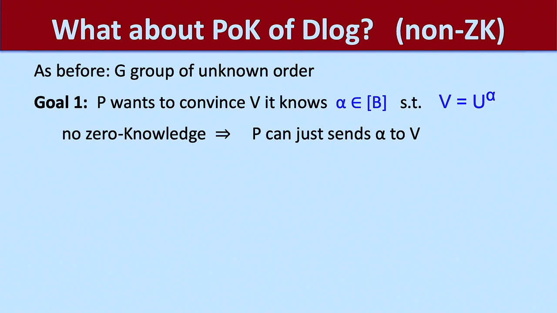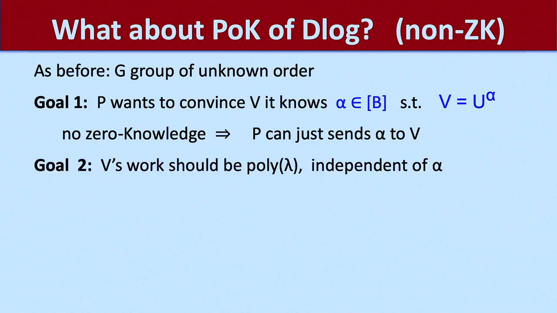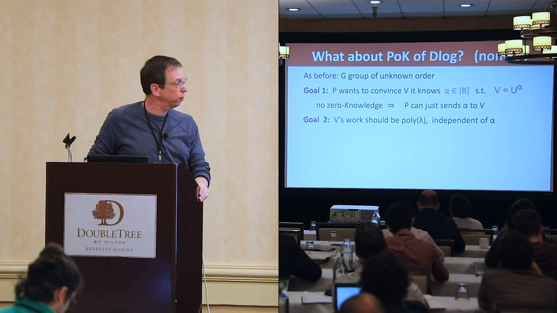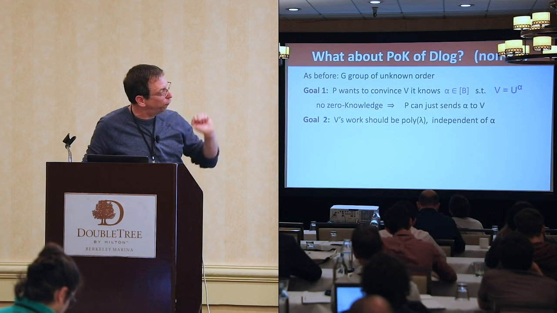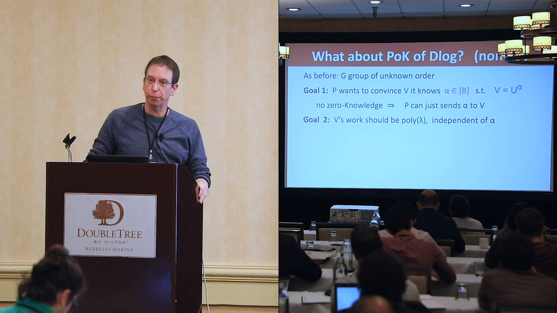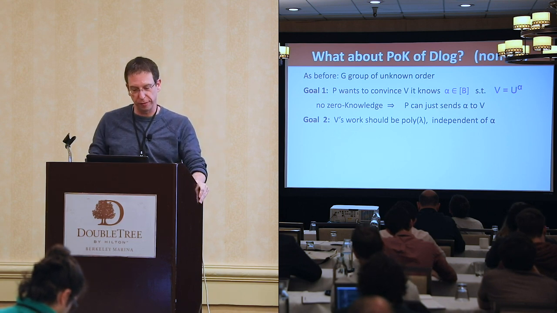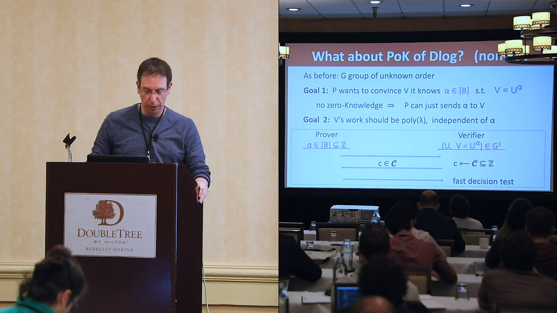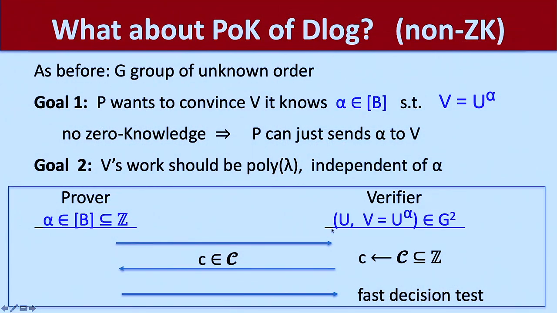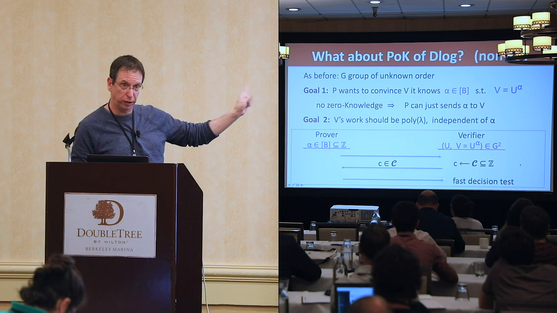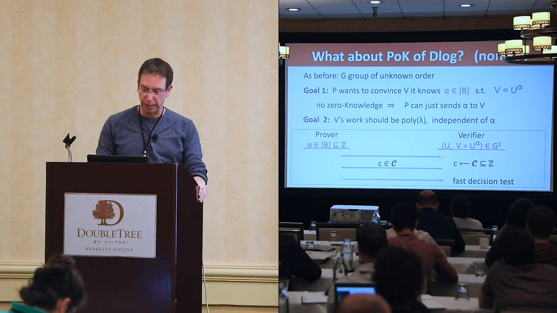Well, what we'd like to say is that the verifier's work should be independent of the size of the witness. This is more like outsourcing exponentiation. We'd like to have a proof where I can verify that exponentiation was done correctly, and the verifier's work should be independent of the size of the exponent. Can we do that? We'll have some sort of proof between a verifier and the prover. It's not going to be a zero-knowledge proof, but we'd like the verifier to have a very fast decision test. You remember I told you in the basic Schnorr protocol, the verifier's work was linear in the size of alpha. We'd like it to be independent of the size of alpha.